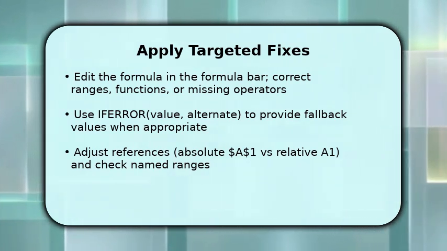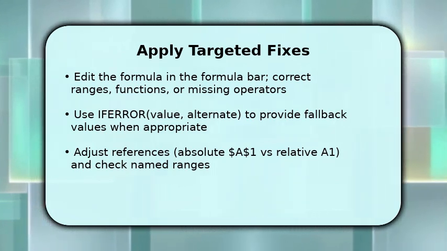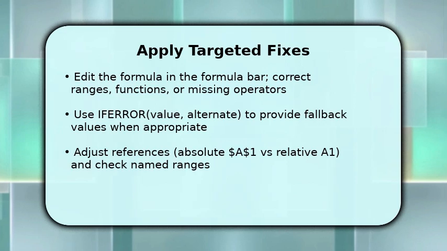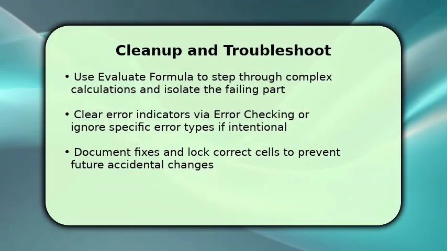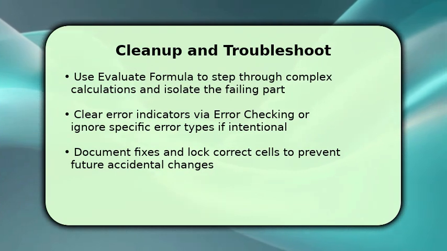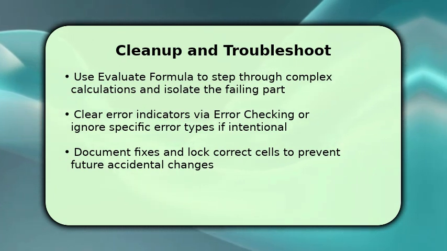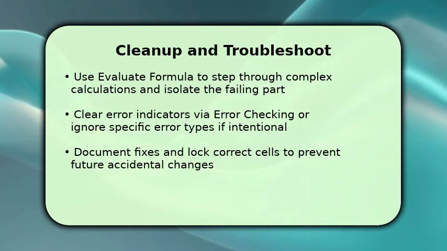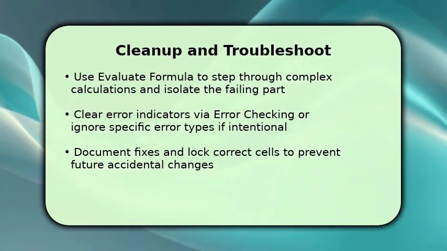Make small edits. Then press Enter and observe whether the green flag disappears, so you know you finish by validating and cleaning up. Use Evaluate Formula to step through multi-part calculations so you can see the exact failing piece, then correct it. If the value is intentionally different, choose Ignore Error or disable specific checks and options. However, make sure teammates know why.